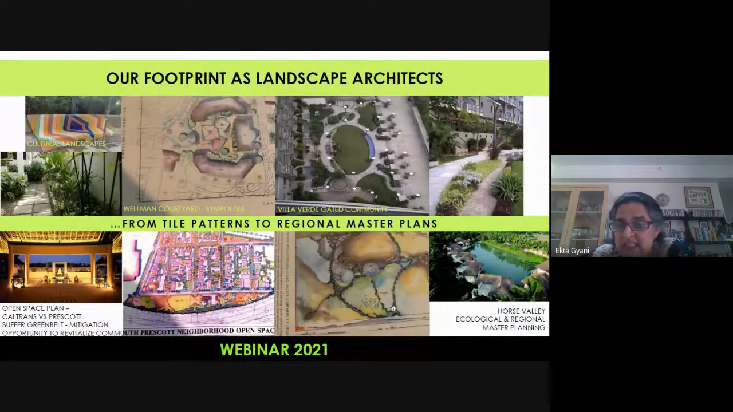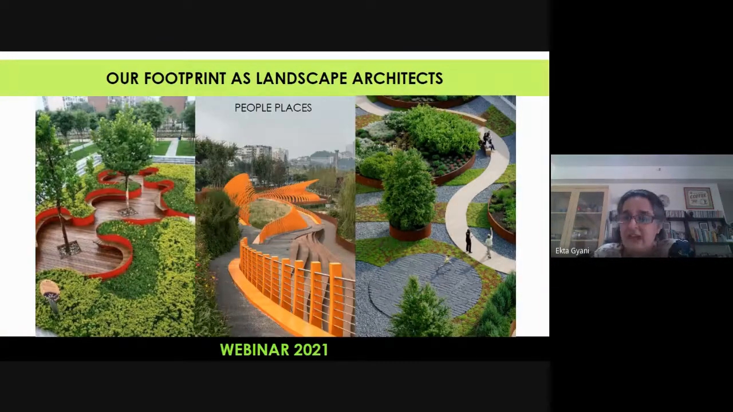The one next to it is a large 10,000 acre master planning project that again I did in Horse Valley in Northern California. So you can see the scale. I mean, we don't only do campuses. We start doing one little courtyard, one little podium, and then we finish up doing large community plans. That's how wide a spectrum landscape architects work across.